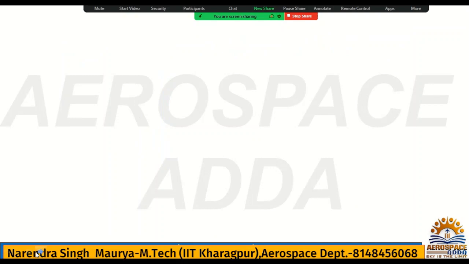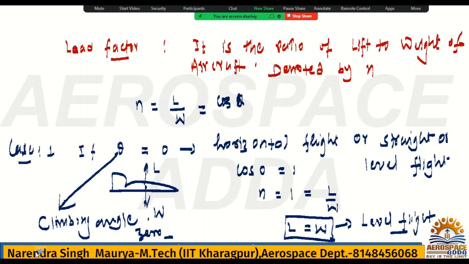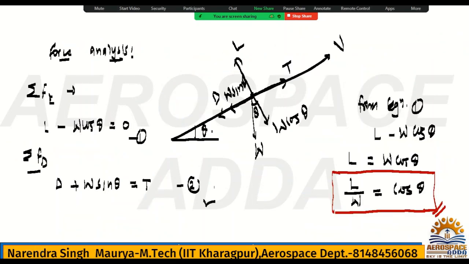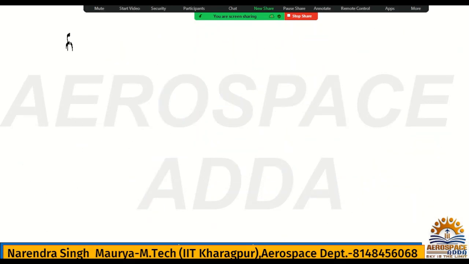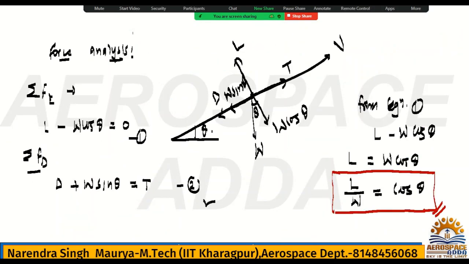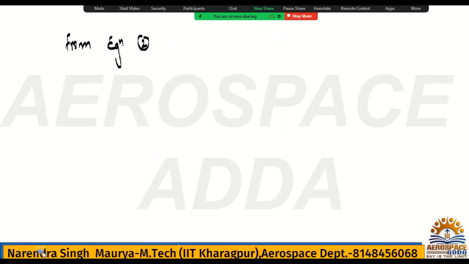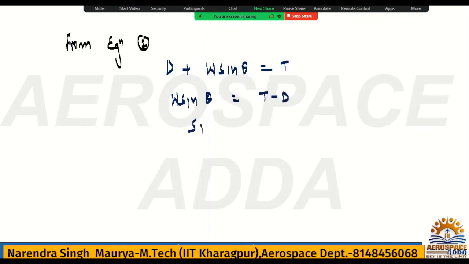Next, we'll go for the force balancing that we have seen. Another equation, equation 2, I had also drawn. If you check, what was equation 2 here? See, this is equation 2, right? So from equation 2 we'll see. It is nothing but drag plus W sin theta is equal to thrust. So what is W sin theta? Thrust minus drag. What is sin theta? Thrust minus drag divided by weight. Yes or no? Thrust minus drag divided by weight, which is nothing but sin theta.